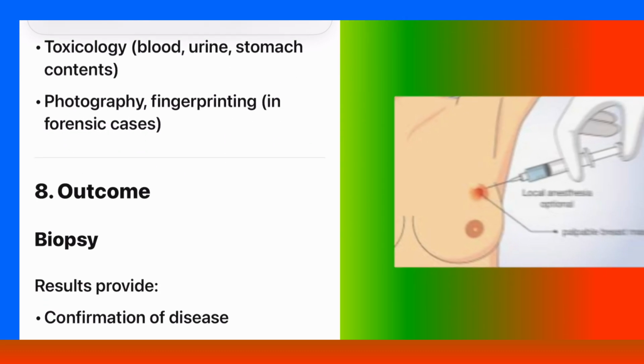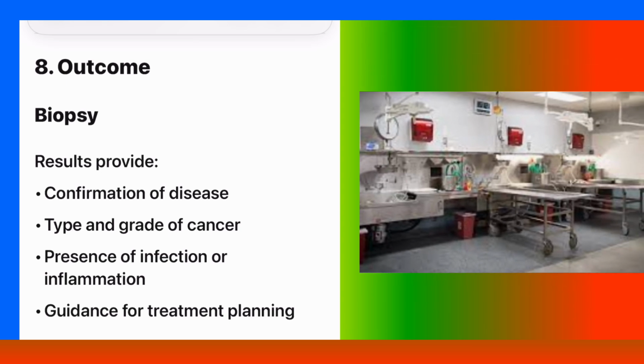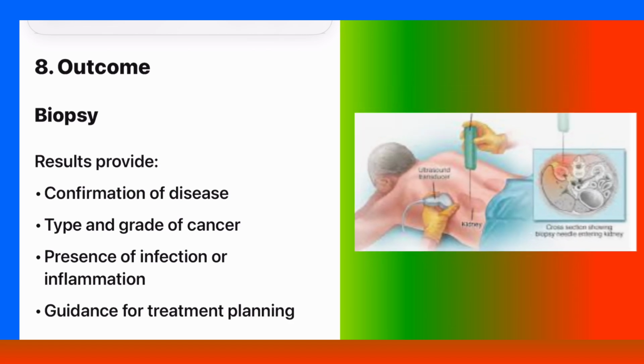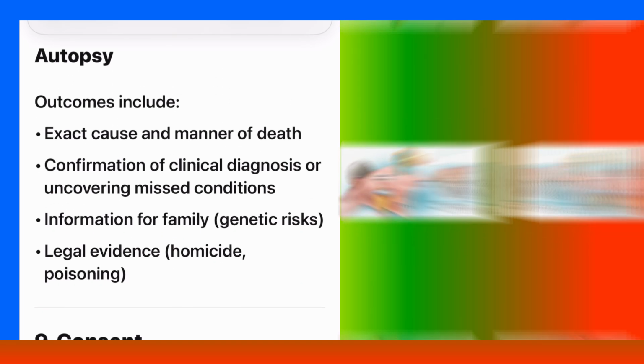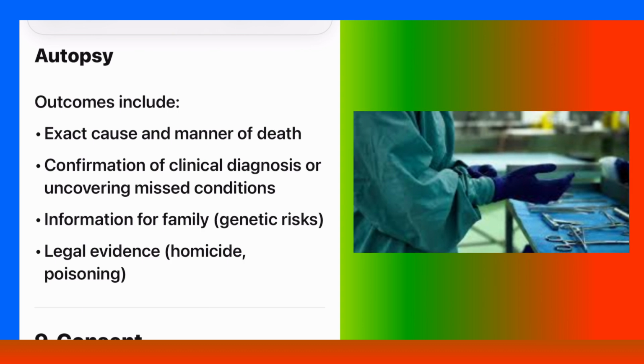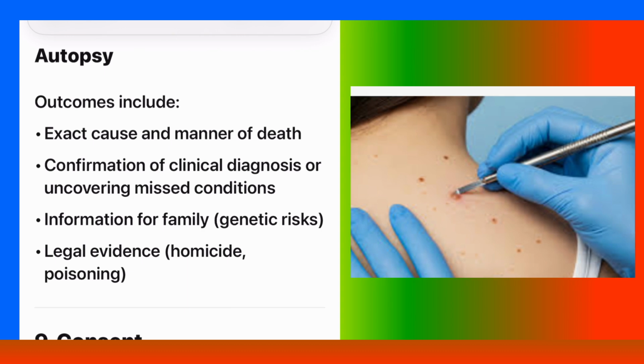8. Outcome. Biopsy results provide confirmation of disease, type and grade of cancer, presence of infection or inflammation, guidance for treatment planning. Autopsy outcomes include exact cause and manner of death, confirmation of clinical diagnosis or uncovering missed conditions, information for family, genetic risks, legal evidence (homicide, poisoning).